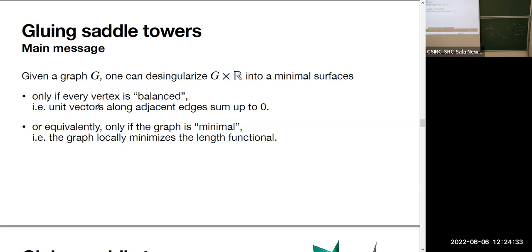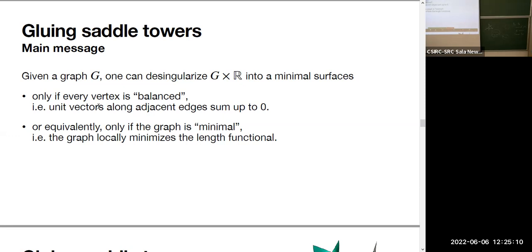And another formulation of the balance condition is that the graph is minimal in the sense that it locally minimizes the length function. So this also makes sense. The multiplicity of vertices is not necessarily 2, no? Could be bigger. Could be bigger, but even number. Even. Yes. Otherwise, you cannot balance. Yeah, otherwise you also cannot place a saddle tower.